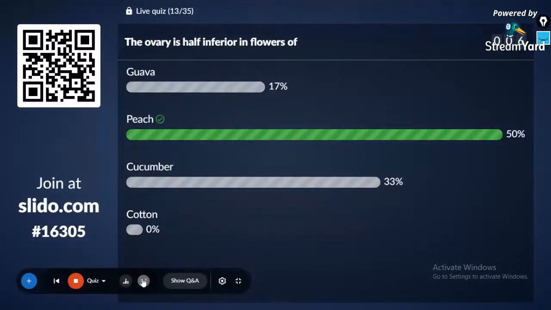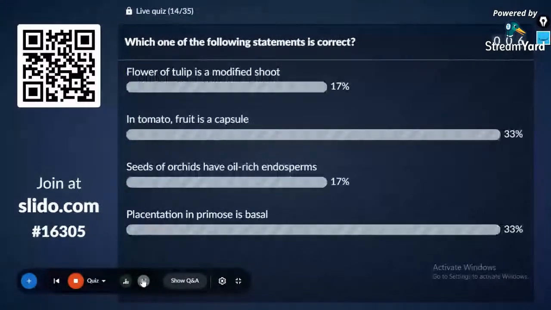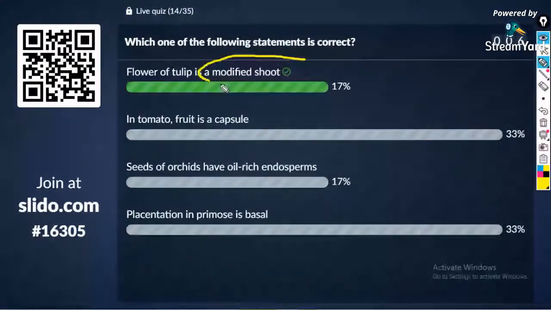Take care. Which one of the following statements is correct? Flower of tulip is a modified shoot. In tomato, fruit is a capsule. Seed of orchids have oil-rich endosperm. Placentation in primrose is basal. Yes, guys, the answer is flower of tulip is a modified shoot. Asking the correct statement. Next question on the screen.